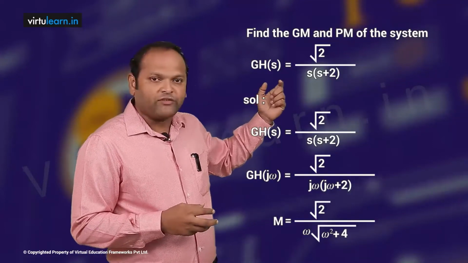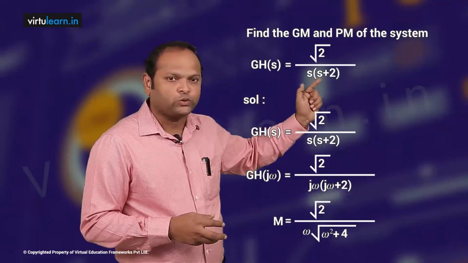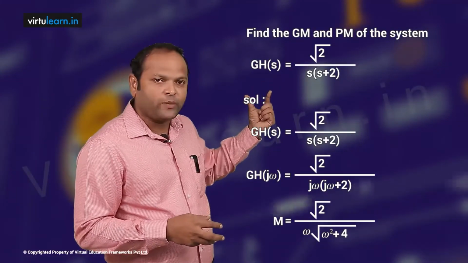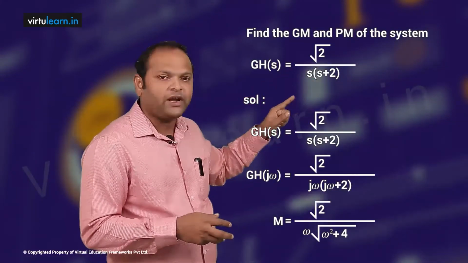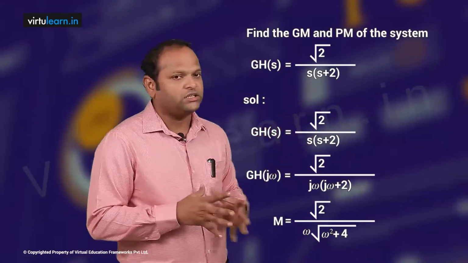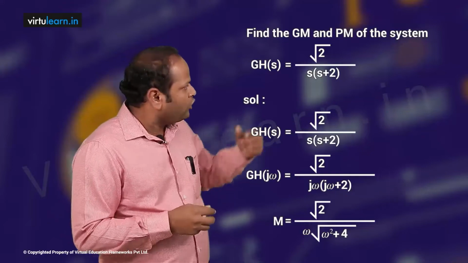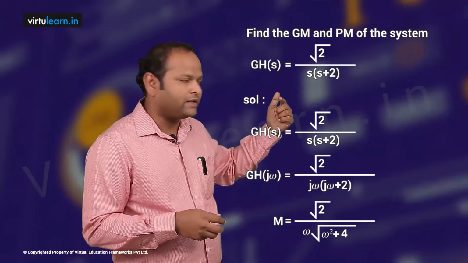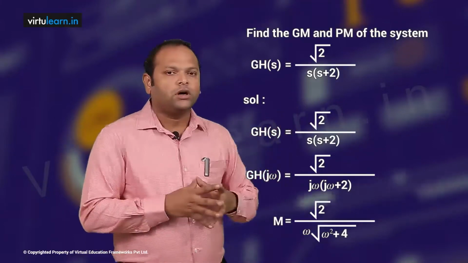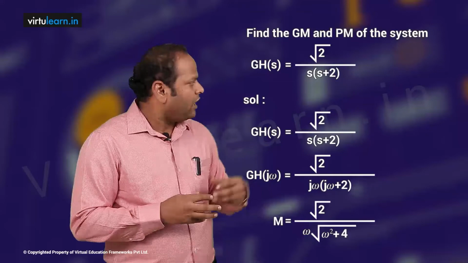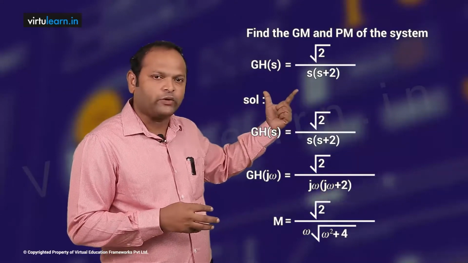So GH of S is available, root 2 by S into (S plus 2). Then S is equal to j omega, GH of j omega is root 2 in the numerator, and the denominator is j omega into (2 plus j omega). The magnitude: numerator is the same, M is equal to root 2 divided by omega under root, (omega square plus 4), or 4 plus omega square. This is the magnitude expression.